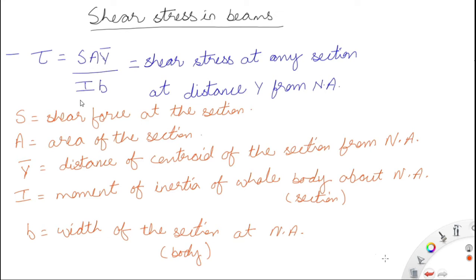So S is the shear force acting at that section, A is the area of cross section, y bar is the distance of centroid from the neutral axis, I is the moment of inertia of the whole body about the neutral axis, or the area moment of inertia of that cross section about the neutral axis, and B is the width of the section at the neutral axis.